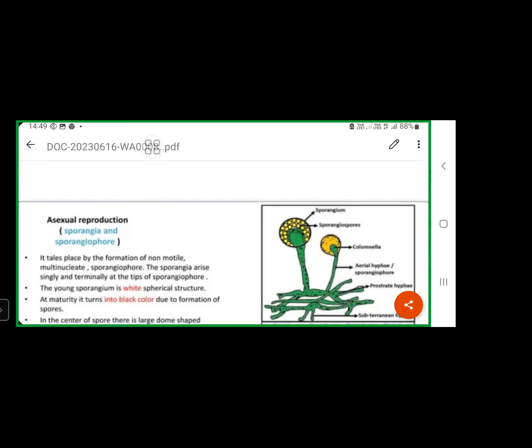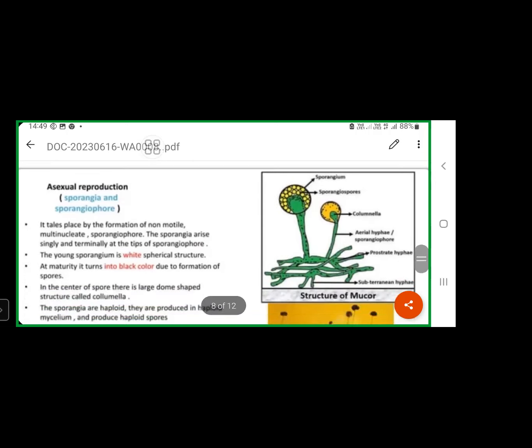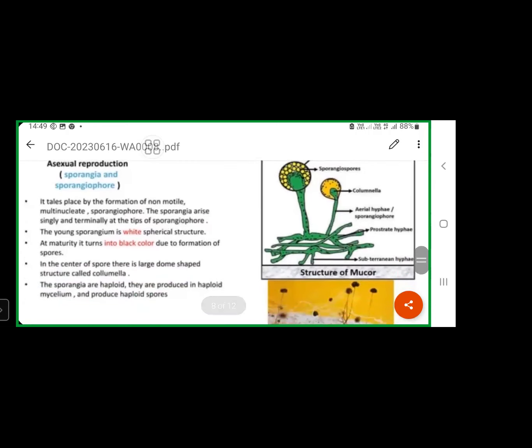Later, these spores fall onto a suitable substratum. Then they germinate, giving rise to a germ tube. Finally, they produce mycelium. Like this, Mucor reproduces asexually. Here, the spores produced by asexual reproduction are haploid spores, so they will give rise to haploid mycelium.